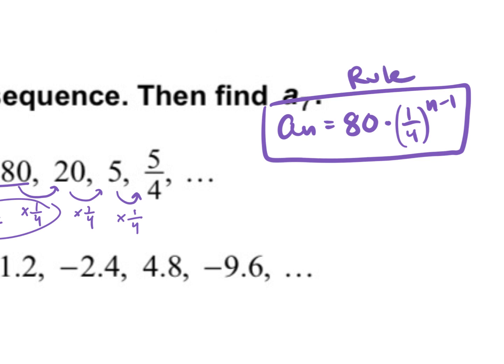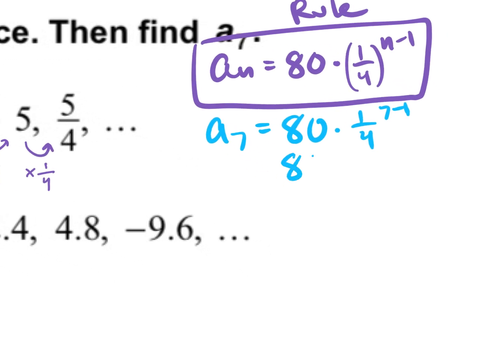So it's asking us for the 7th term. So we have 80 times 1/4 to the power of 7 minus 1. So that's 80 times 1/4 to the power of 6. Be careful. You have to do the exponent before you multiply. It will give you a different answer if you multiply first. I'm going to do the exponent in 2 different steps. I'm going to distribute it to the top and the bottom. What's 1 to the 6th power? 1. And then let's see, 4 to the 6th power is 4,096.